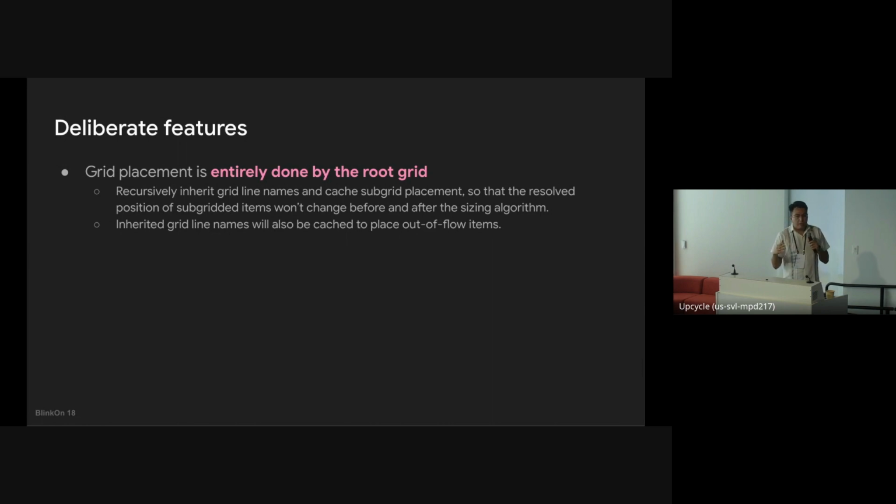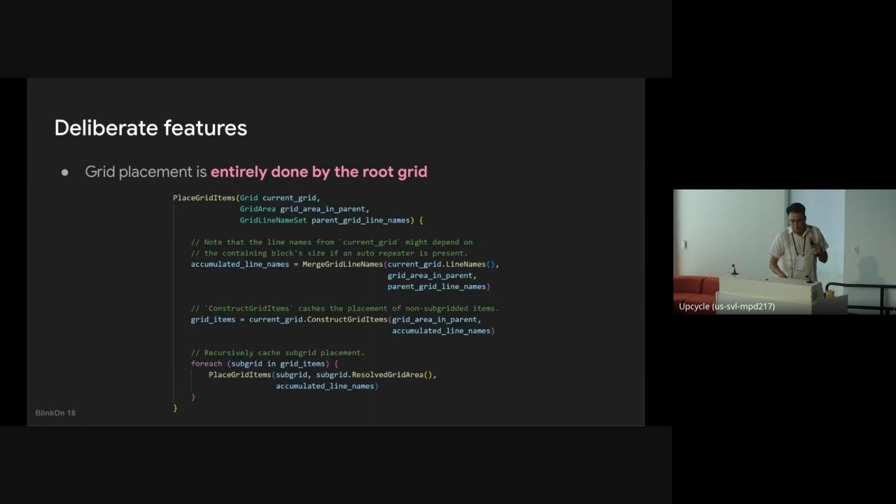We won't recompute grid placement after the root grid's done with the sizing algorithm. This is useful for out-of-flow item placement, since the line resolver will be cached on the grid node, meaning that we don't need to accumulate the line names again going from bottom to top.